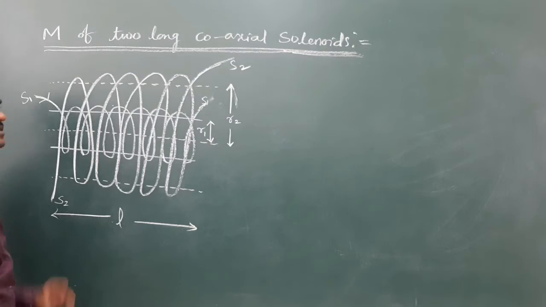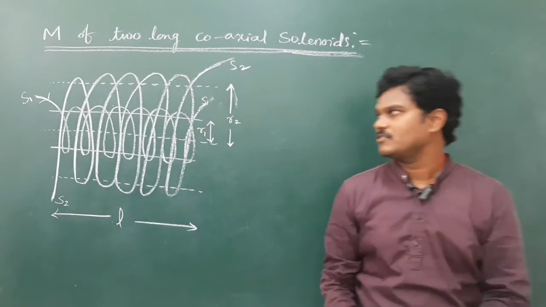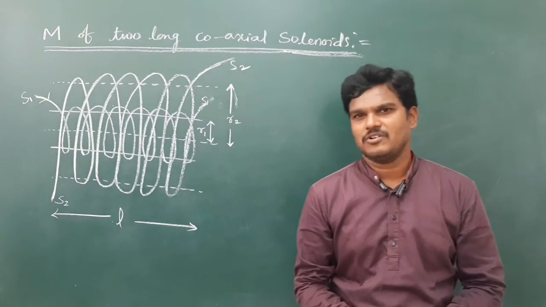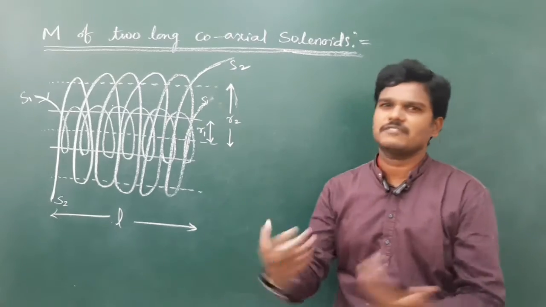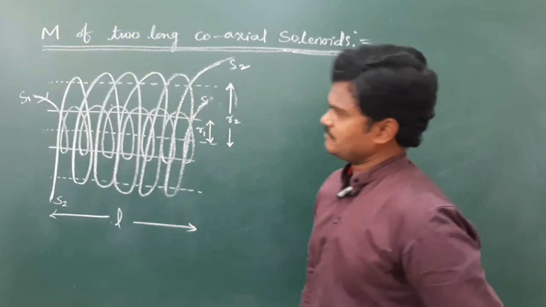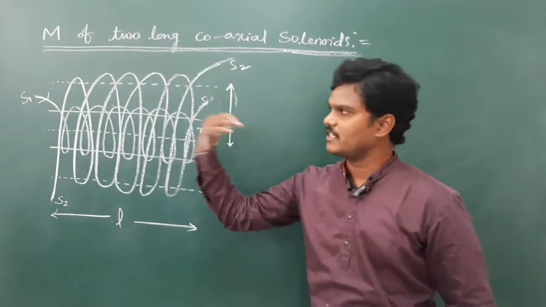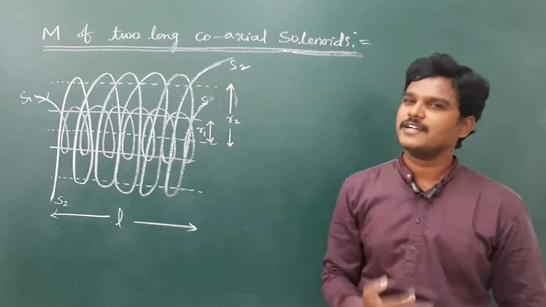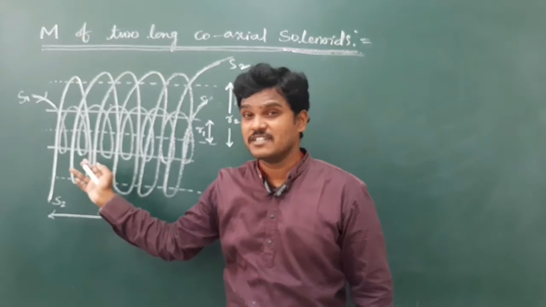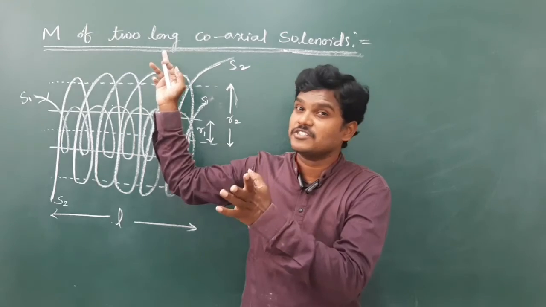Now, send the current in any one of the solenoids. You feel S1 is some primary solenoid, S2 is a secondary solenoid. Any one is primary, the other one is secondary. You send current in S1 or current in S2. If I send current in S1, and the current in S1 changes, then the flux linked with the second solenoid will change according to the mutual induction process.